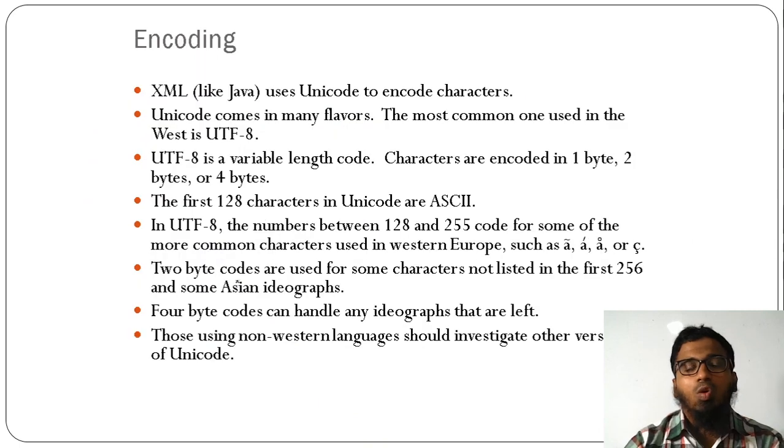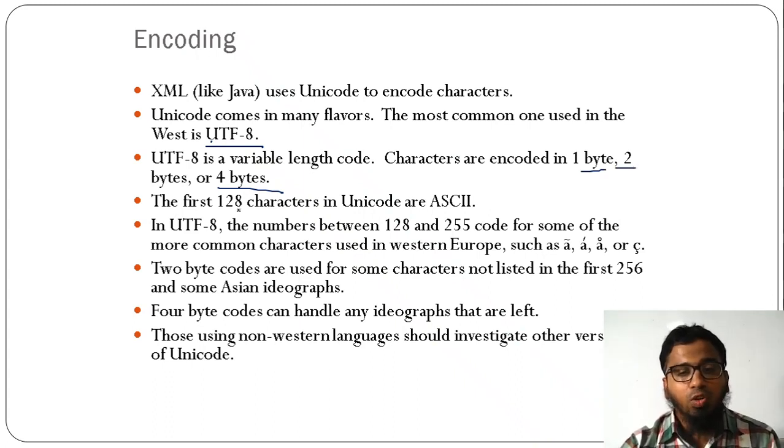Okay, encoding, as we saw just now, Unicode. So XML, like Java, uses Unicode to encode characters. Unicode has many forms, and the most common one used is UTF-8. UTF-8 is a variable length code. Characters are encoded in 1 byte, 2 bytes and 4 bytes. In UTF-8, the first 128 characters in Unicode are ASCII. Okay, ASCII code you have learned, I think, in C programming. So that is the same ASCII.